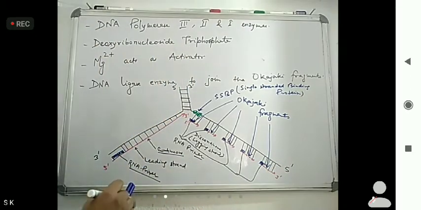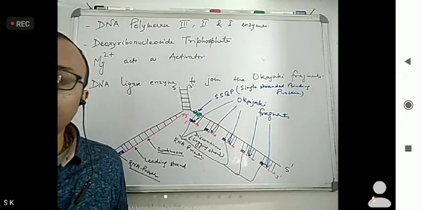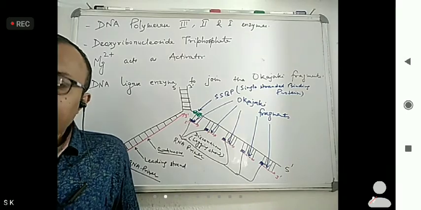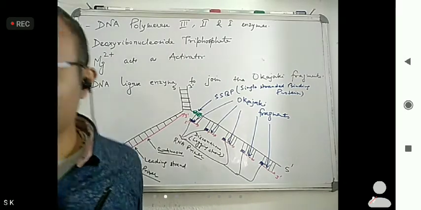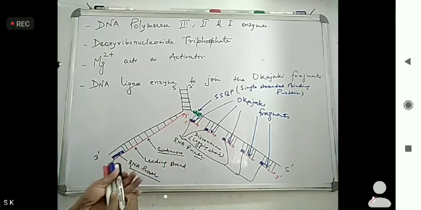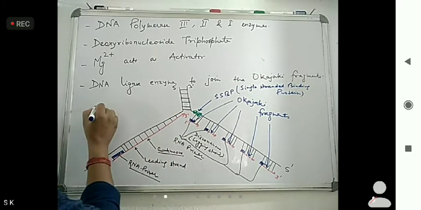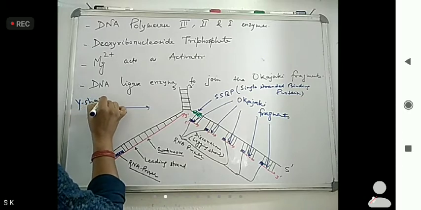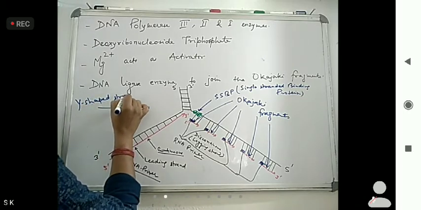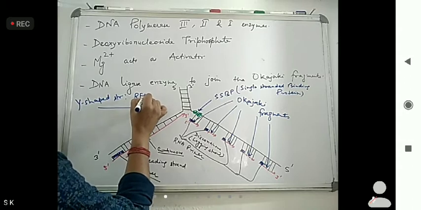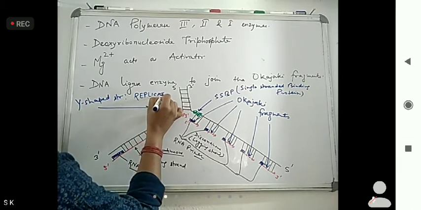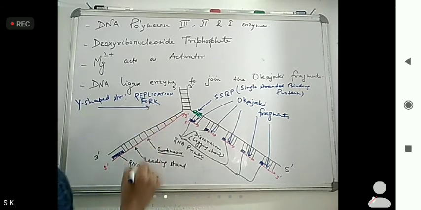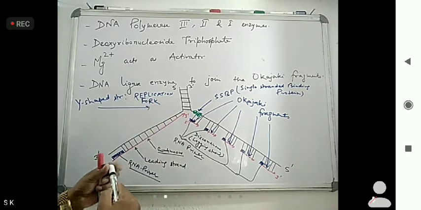So like that they are doing what? They are forming. Okay, now what we seen, the direction of movement of this one is known as the replication fork. This Y-shaped structure is known as the replication fork.